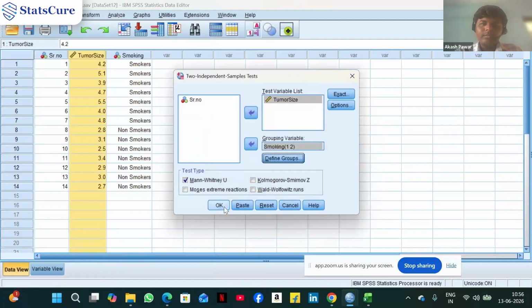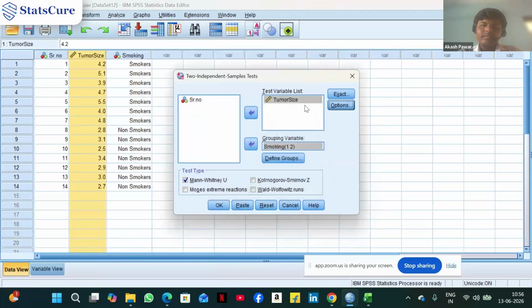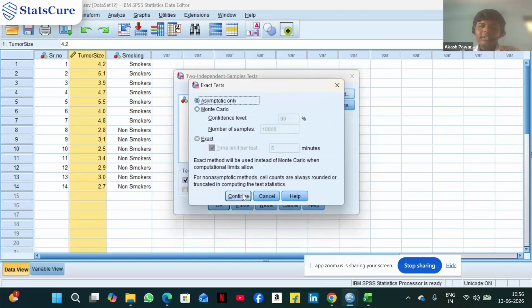Descriptives, yeah. Descriptives and quartiles, you can click on quartiles itself. So this is more of the descriptions that we needed. Okay. Continue.